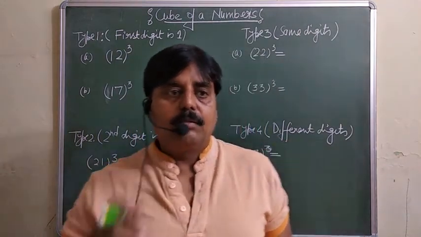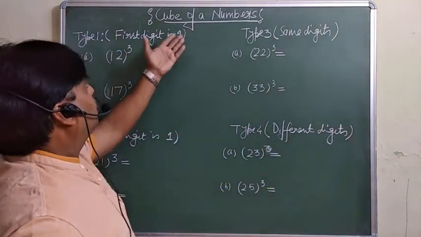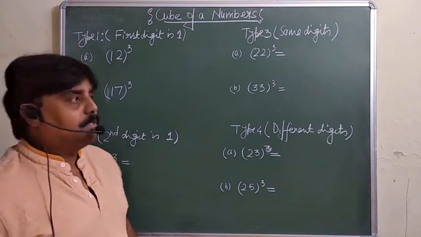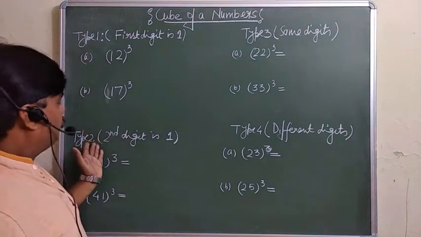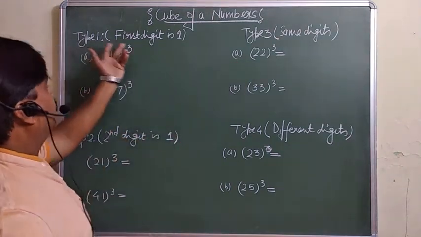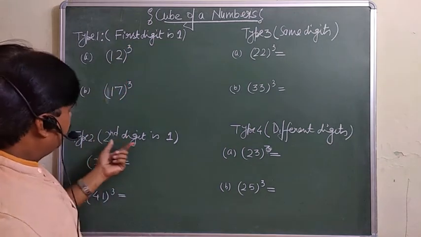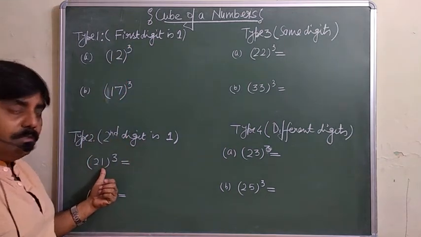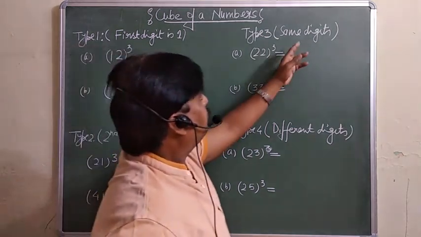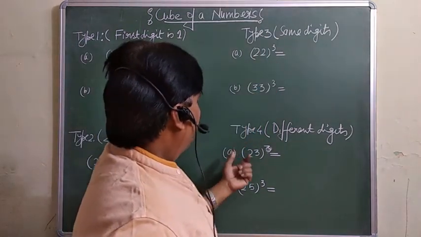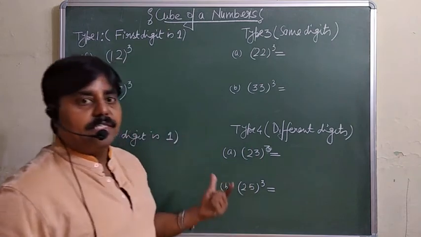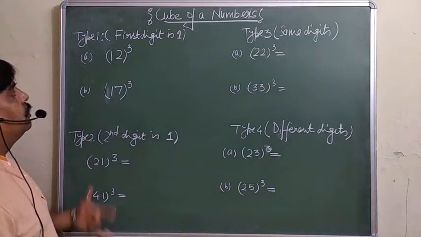Hello everybody. Today we will learn how you can find the cube of a two-digit number. I am taking four types. First type is if the first digit is 1. In the second case, the second digit is 1. Third type, the digits are the same. And fourth is different digits. Then how can you find the cube within a few seconds?